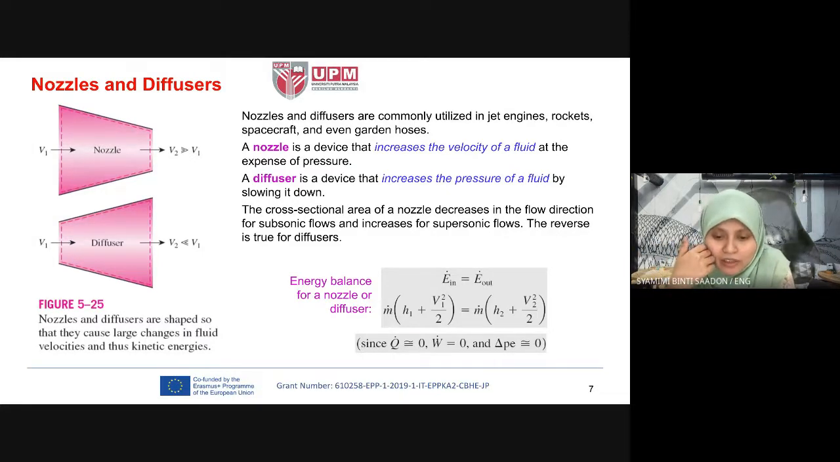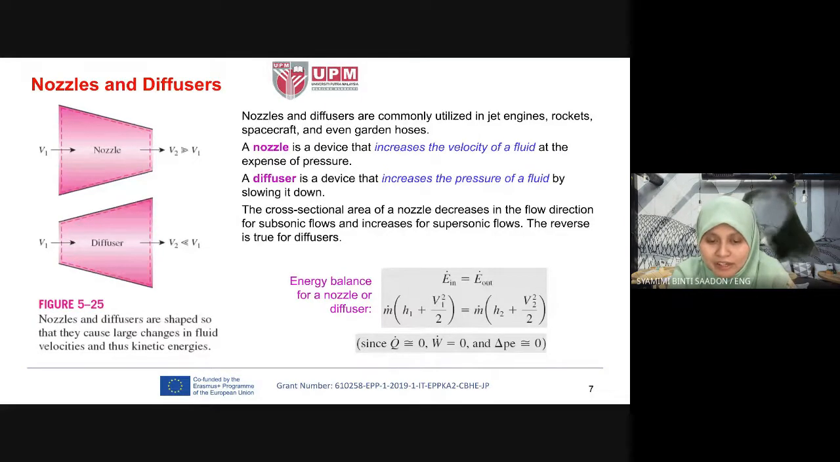Okay, and potential energy, PE, is nearly zero. So we can neglect it. Potential energy here means the altitude, the level of the inlet of the nozzle and the height of the outlet of the nozzle. Maybe there is a slight difference, but the difference is too small compared to other terms of energy, kinetic, etc. So that's why the potential energy can be neglected. Okay, nearly zero.